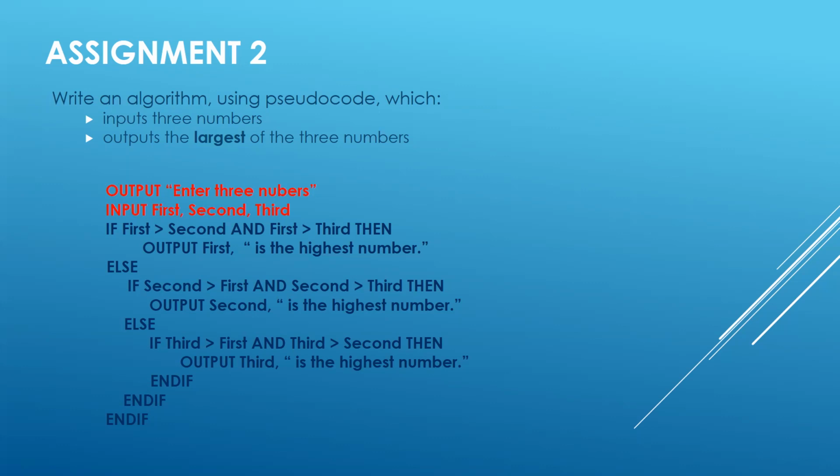If first is greater than second and first is greater than third, please see, the and is the operator that we have used, and we have taken the option of checking 2 conditions. If the value input by the user as the first value is greater than the second value, and the first value is greater than the third value, then it means definitely the first number is the highest number. And then I have a message for the user: output first, whatever the value is, the highest number.